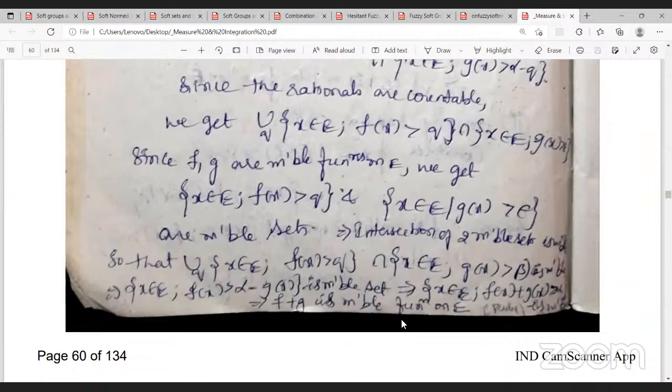37 పేజీలో ఇక్కడ బ్రాకెట్ ఉంది కదా, ఈ బ్రాకెట్ లోపల ఉన్నది మొత్తం ఈజ్ మెజరబుల్ సెట్ అని రాయండి. ఎక్స్ బిలాంగ్స్ టు యూనియన్ రాయకండి, యూనియన్ రాయకండి. x belongs to E, f of x greater than Rn intersection x belongs to E, g of x greater than alpha minus Rn is a measurable set.